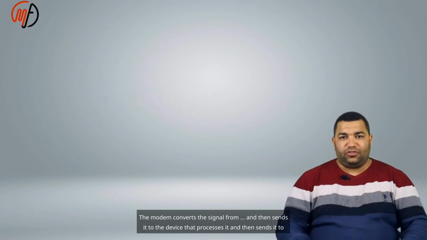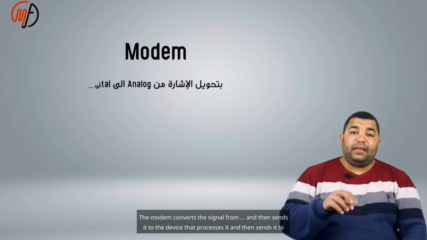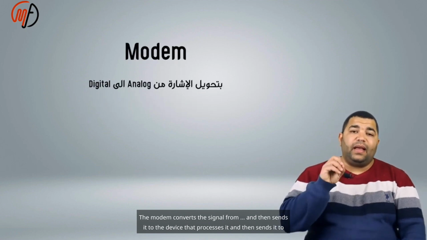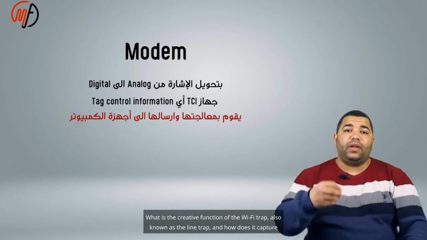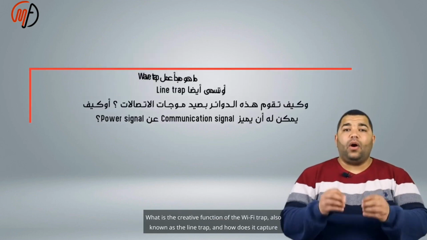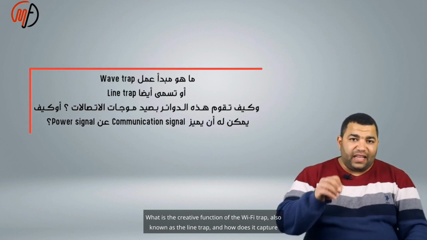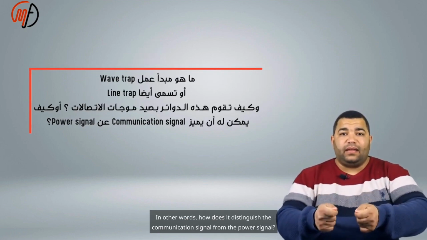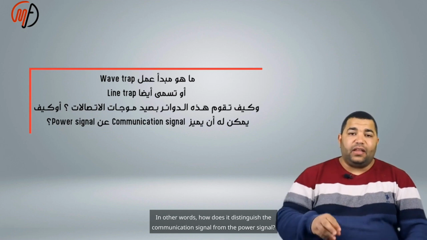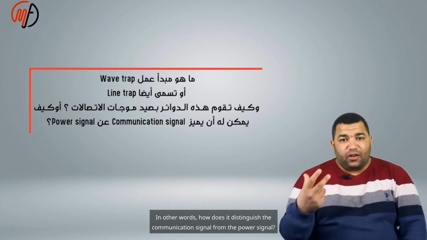The modem converts the signal and then sends it to what? The device that processes it and then sends it to the computers. What is the function of the line trap, and how does it capture communication waves while ignoring others? In other words, how does it distinguish the communication signal from the power signal?